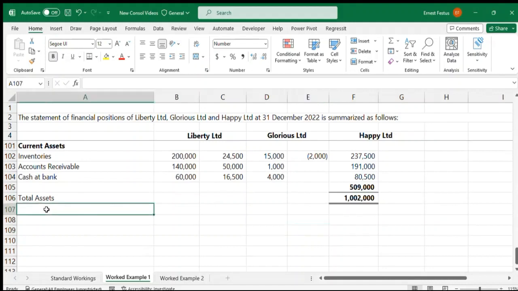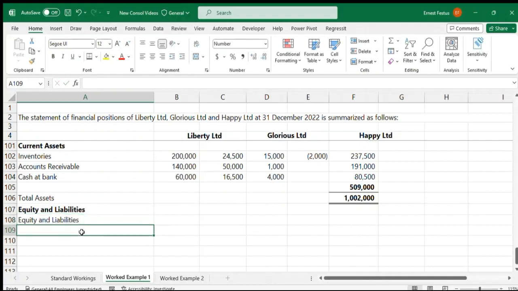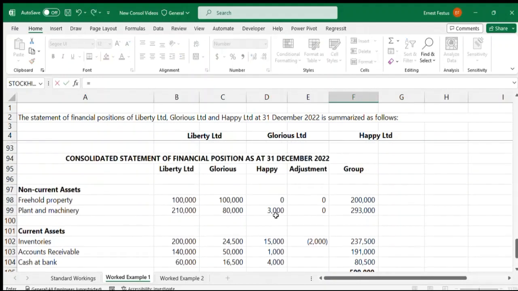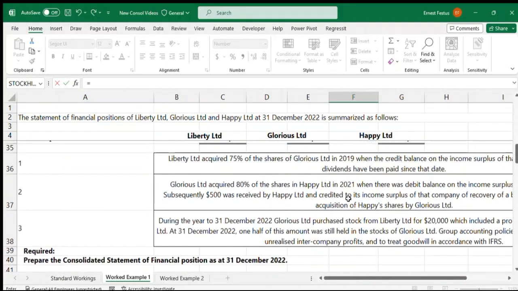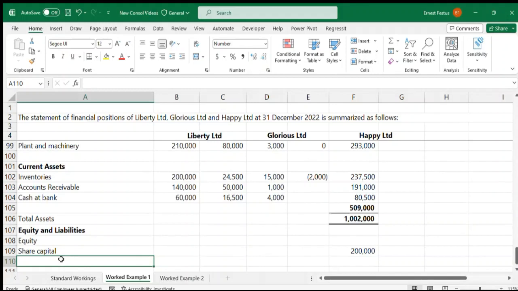Alright, then we have our equity and liabilities. The first one is our equity, and for the equity, we have the first item, share capital. We have our share capital here, and for the equity we are taking only that of the parent. So we come straight to the group, we take only those of the parents and not the subsidiaries. So we come here, the ordinary share capital of the parents is 200,000. I'll pick it there.